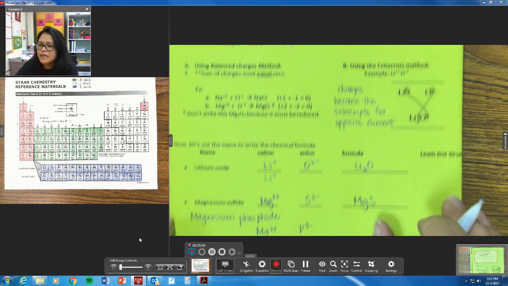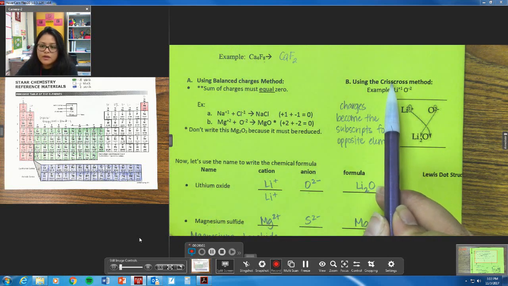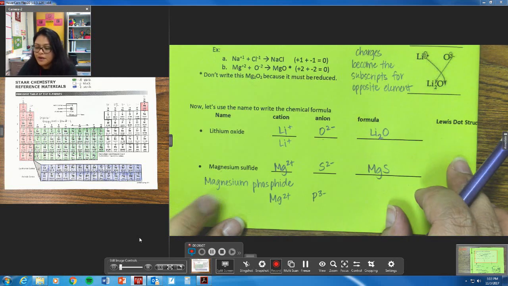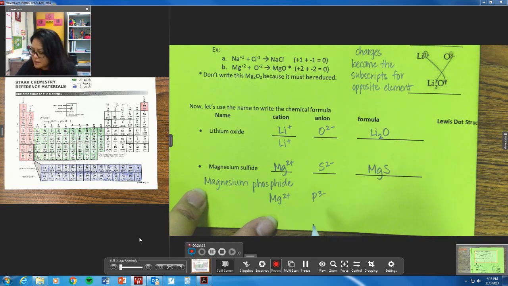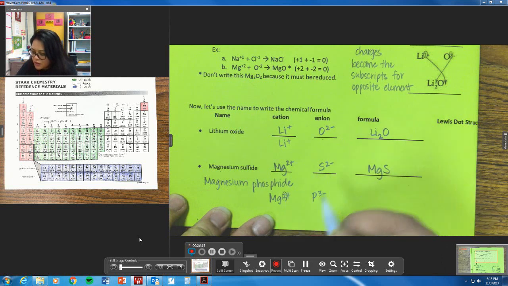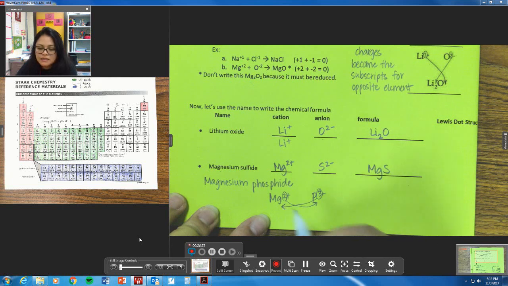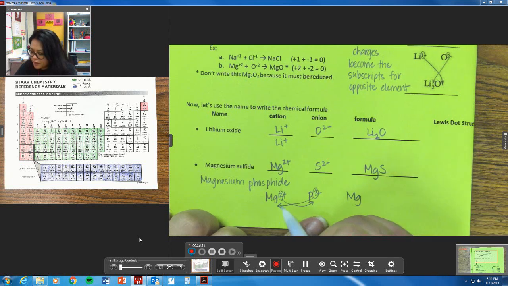Well, you can either do it the balancing charges method or the crisscross method. Okay, personally, I like to use the crisscross method because, again, it is easier. So remember, our charges are going to become the subscripts for the opposite element. So the 2 in magnesium is going to become a subscript for phosphorus, and then the 3 for phosphorus is going to become a subscript for magnesium. Okay, so then our final formula would be Mg3P2.